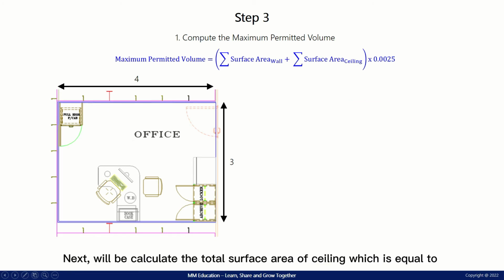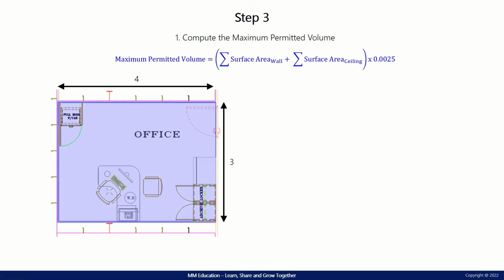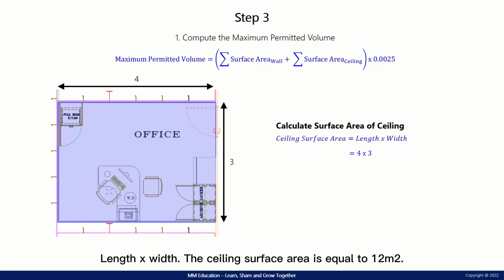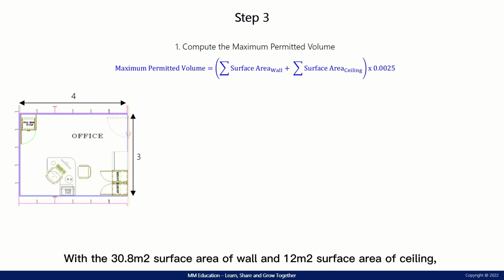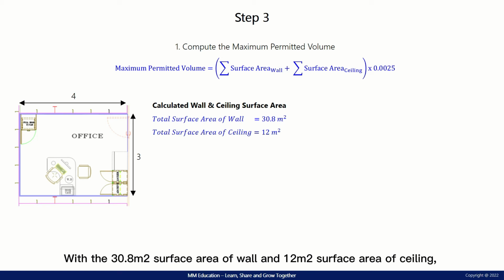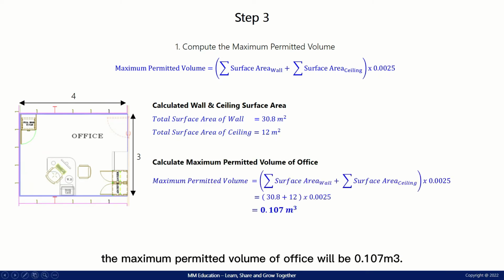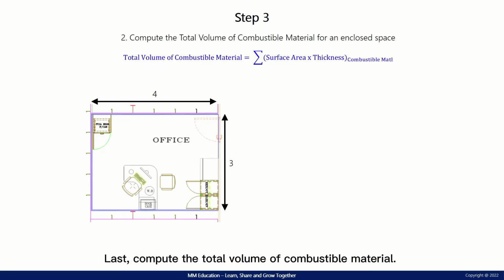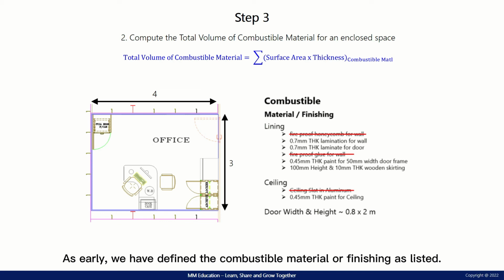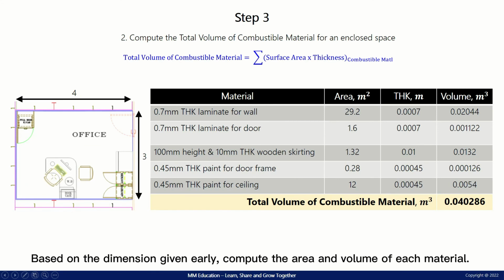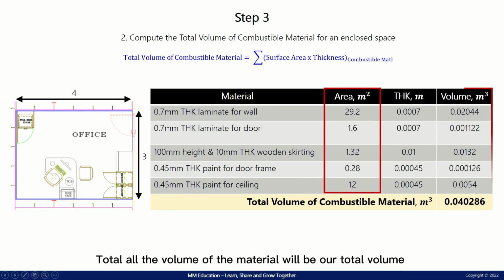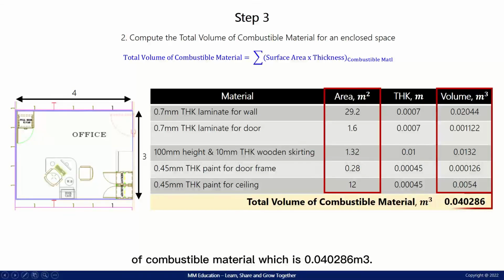Next, calculate the total surface area of the ceiling, which equals length times width. The ceiling surface area is equal to 12 meter square. With the 30.8 meter square surface area of wall and 12 meter square surface area of ceiling, the maximum permitted volume of the office will be 0.107 meter cube. Lastly, compute the total volume of combustible material. As earlier, we have defined the combustible material or finishing as listed. Based on the dimensions given earlier, compute the area and volume of each material. The total of all the volumes of the materials will be our total volume of combustible material, which is 0.040286 meter cube.